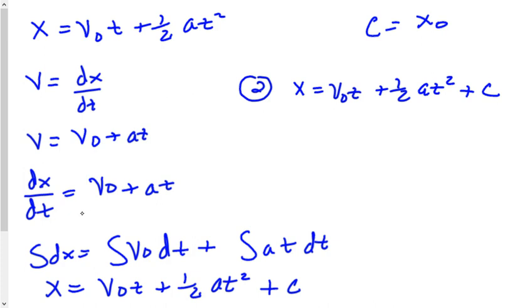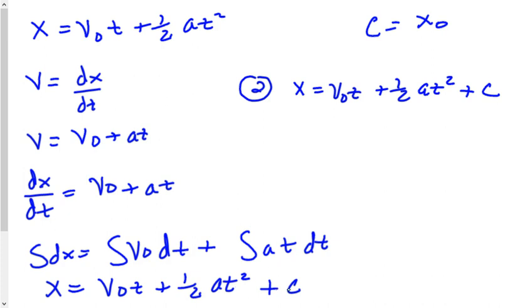We're going to apply the separation of variable technique again. I'm going to multiply dt to the other side. So we have the integral of dx equals the integral of v naught dt, plus the integral of a t dt, because remember dt got multiplied there. So taking the indefinite integral, we get x equals v naught t, because dt integrates to become t, plus 1/2 at squared, because the integral of t is 1/2 t squared. a is the constant, plus c.